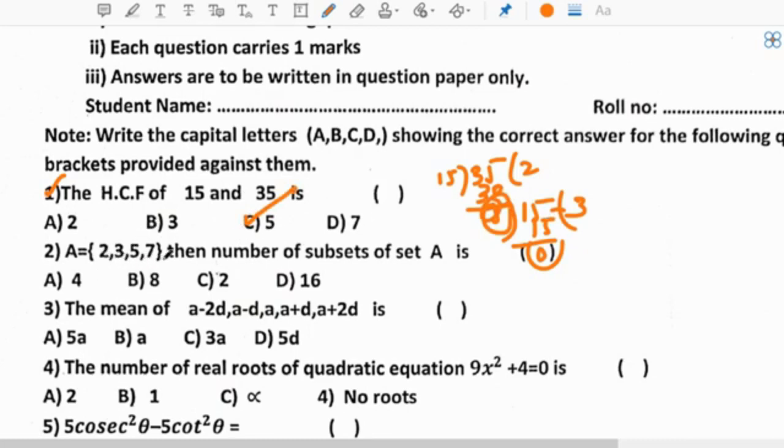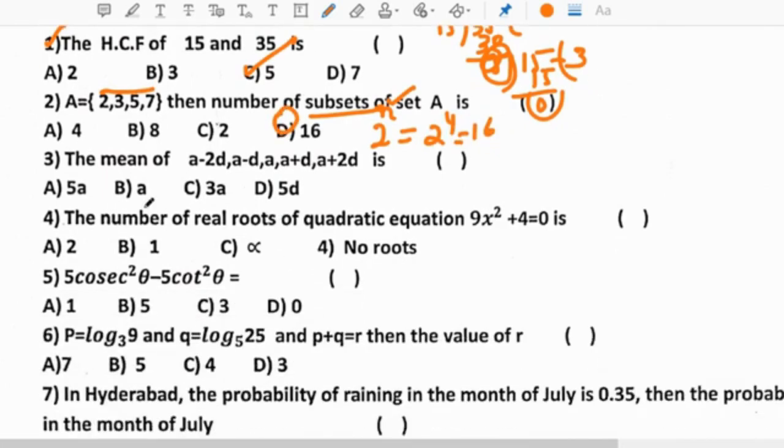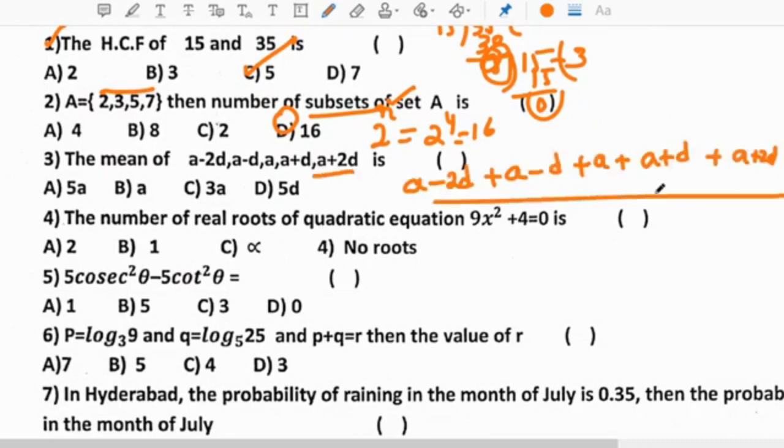Second question: set A is equal to 2, 3, 5, 7. Then the number of subsets of set A is. The number of subsets formula is 2 power n, where n is the number of elements in set A. We have 4 elements in set A, so 2 power 4, which is 16. Correct option is D. The mean of A minus 2D, A minus D, A, A plus D, A plus 2D is the sum divided by 5, as there are 5 observations. Minus 2D plus 2D, minus D plus D cancel. There are 5 A's by 5, which is nothing but A.